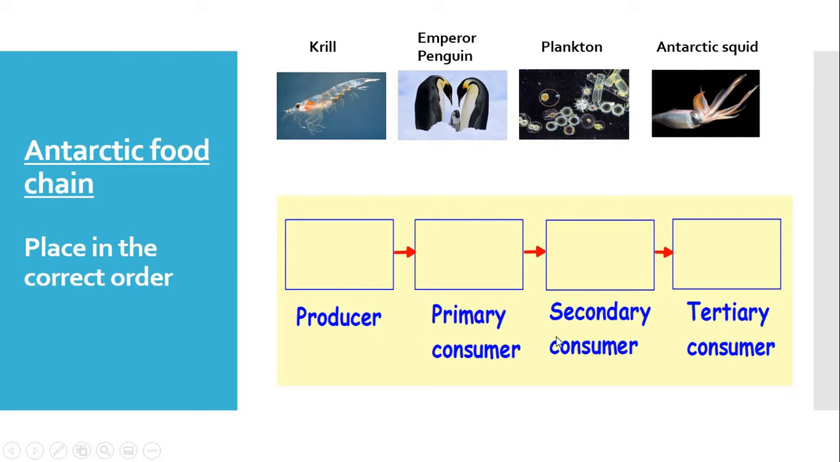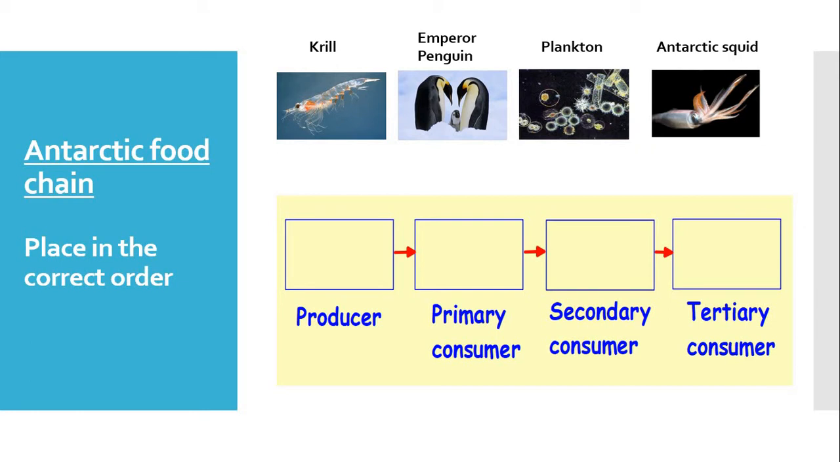Underneath, we've got our 4 stages. The producer, the primary consumer, which eats the producer, the secondary consumer, which eats the primary consumer, and the tertiary consumer, which eats the secondary consumer. What I would like you to do is copy that table into your books, and I've got the 4 at the top in the wrong order. I would like you to attempt to change the order to the correct one.